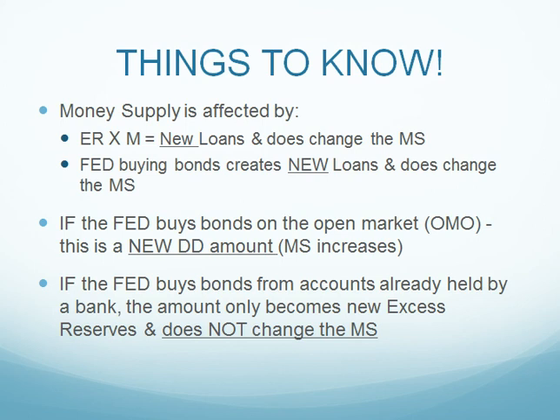An acronym to help you remember the Fed buying bonds is BBB, buy bonds, big bucks. When the Fed buys bonds, they're taking the bonds out of the hands of consumers and giving them cash instead. That increases the money supply. If the Fed buys bonds from accounts already held by a bank, the amount only becomes new excess reserves, but it does not change the money supply.